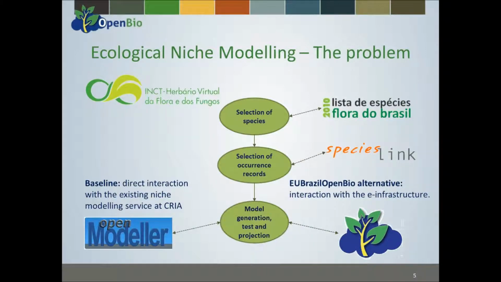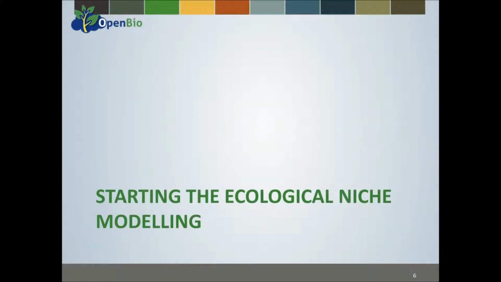The problem that we are facing in this use case is to work with the OpenModeler tool to get information from the Flora do Brasil taxonomical list and the speciesLink database, as well as other occurrence point databases like GBIF, in order to compute the models that will enable you to create new projections for different environmental conditions. So let's start with the exercise.